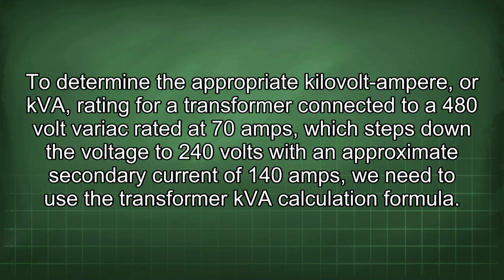Determine the appropriate kilovolt ampere, or kVA, rating for a transformer connected to a 480 volt Variac rated at 70 amps, which steps down the voltage to 240 volts with an approximate secondary current of 140 amps. We need to use the transformer kVA calculation formula.